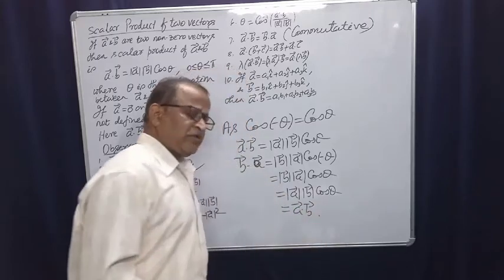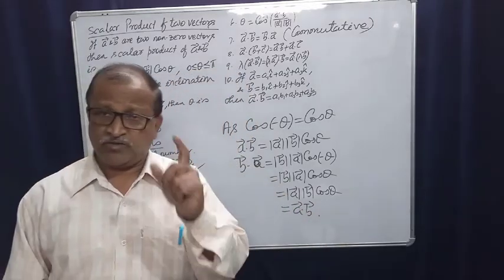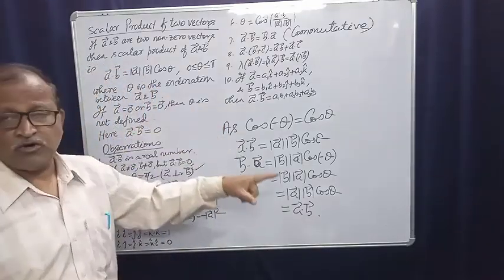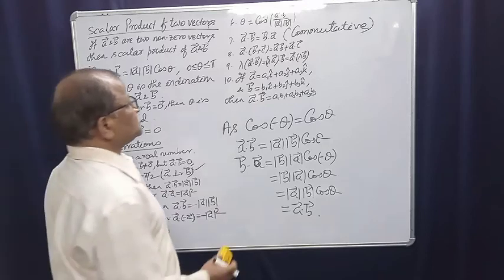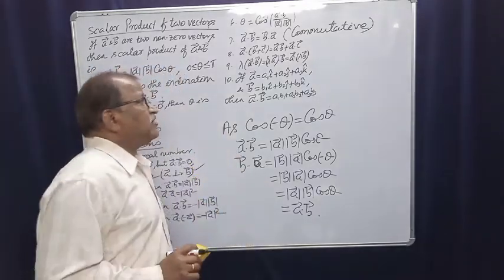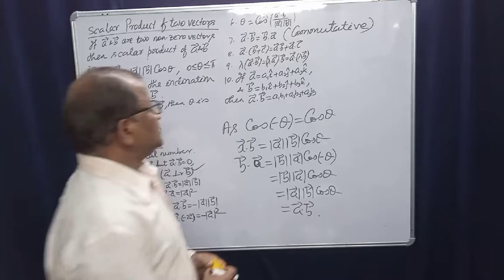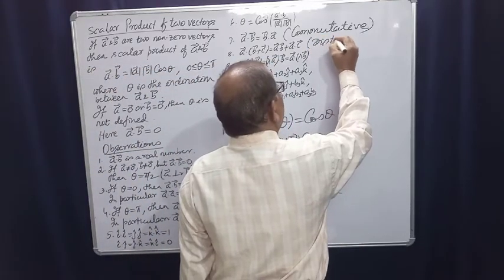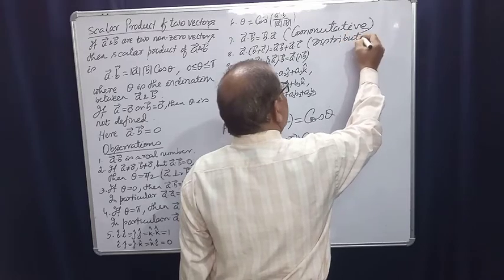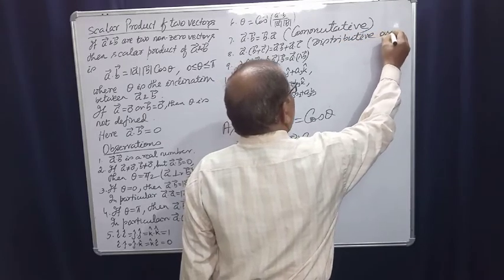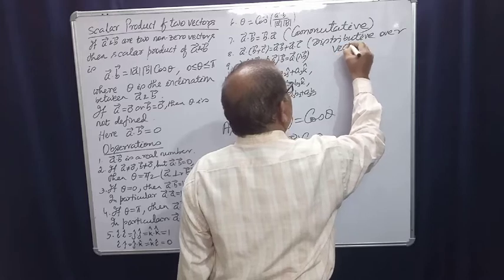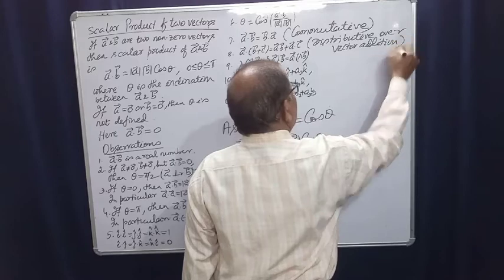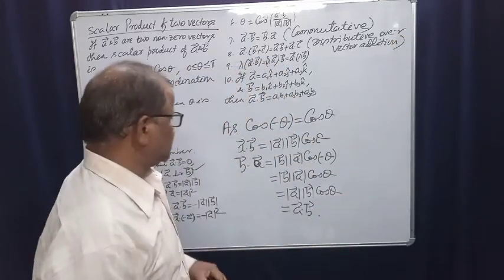Right? So dot product is commutative. A dot B is equal to B dot A. Then number 8. Dot product is distributive over vector addition. How is it distributive over vector addition?